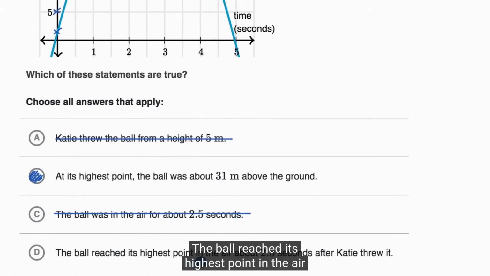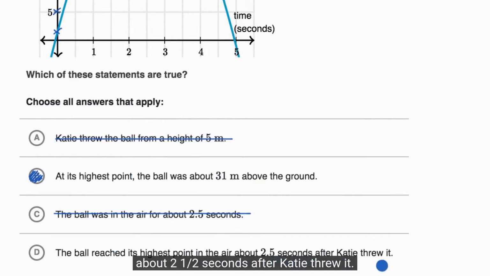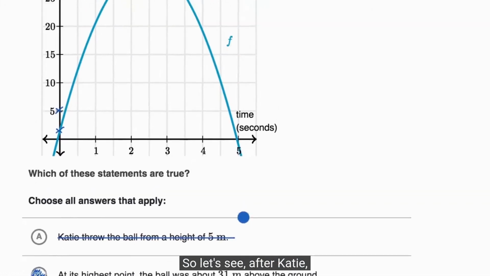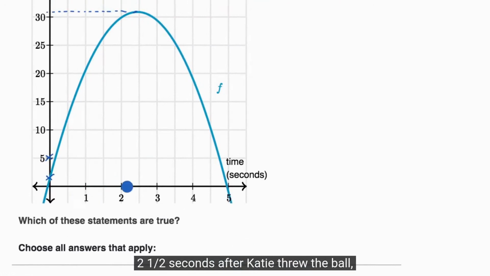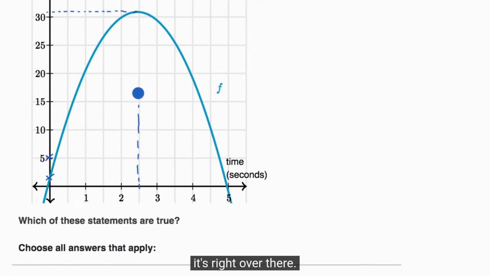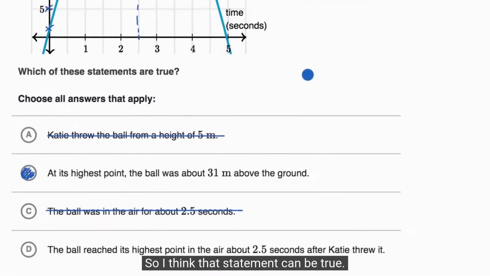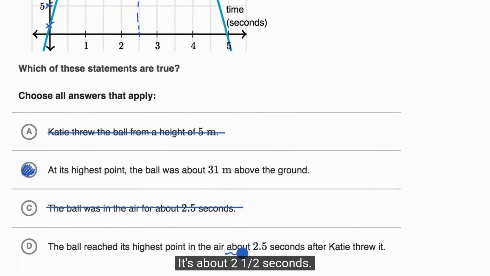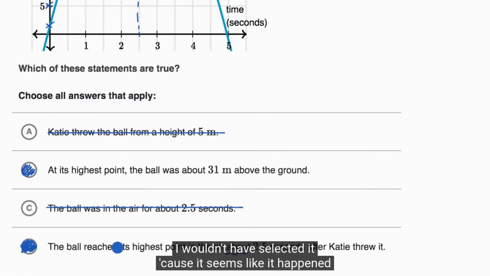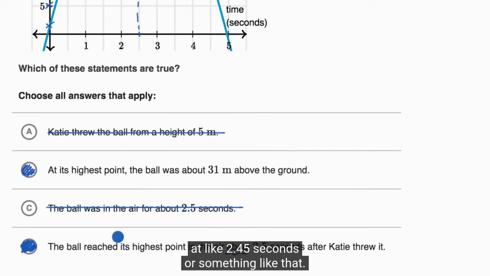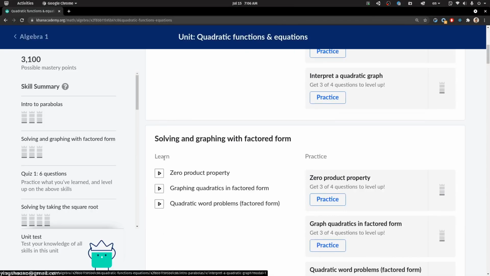The ball reached its highest point in the air about 2.5 seconds after Katie threw it. So let's see. 2.5 seconds after Katie threw the ball, it's right over there. It looks like it reached its highest point a little bit before that, but they said about, so they're speaking in rough terms. So I think that statement can be true. It's about 2.5 seconds. If they said exactly 2.5 seconds, I wouldn't have selected it because it seems like it happened at like 2.45 seconds or something like that. But there you go. Those are the ones that seem true.